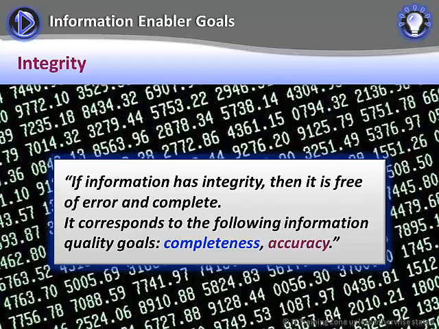Integrity is the next of the COBIT 4 information criteria. If information has integrity, then it is free of error and complete. It corresponds to the following information quality goals: completeness, accuracy. This provides a very clear illustration of the value of the COBIT 5 approach. Information can be complete but inaccurate, and it can be accurate but incomplete. Information should be judged on both of these qualities.